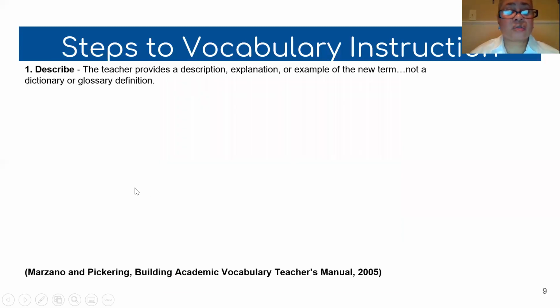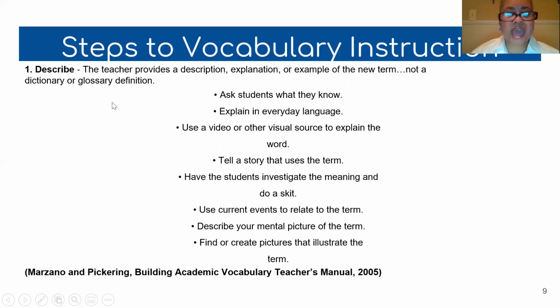Now, let's continue with that pencil and paper and write down specifically these 6 strategies for teaching vocabulary. Well, first, Marzano tells us to describe the word. That means that the teacher will give a description, an explanation of a new term, not through a dictionary or a glossary, but asking the students, do you know the word? Explain the word. A video, tell a story. Do you have a skit for the word? Or what about some current events that are going on that can help explain the word?